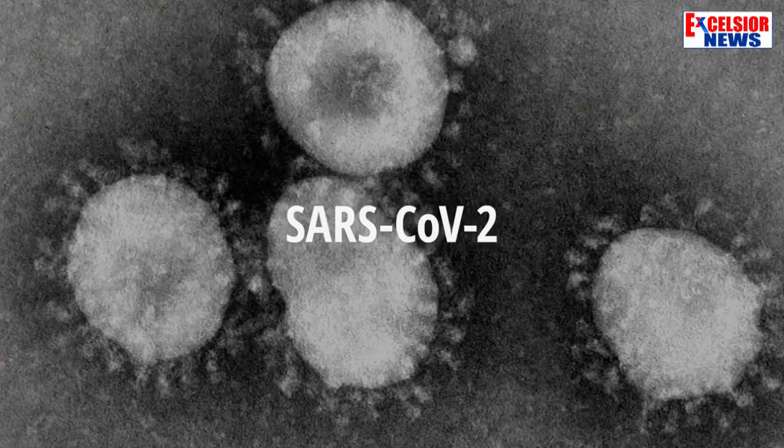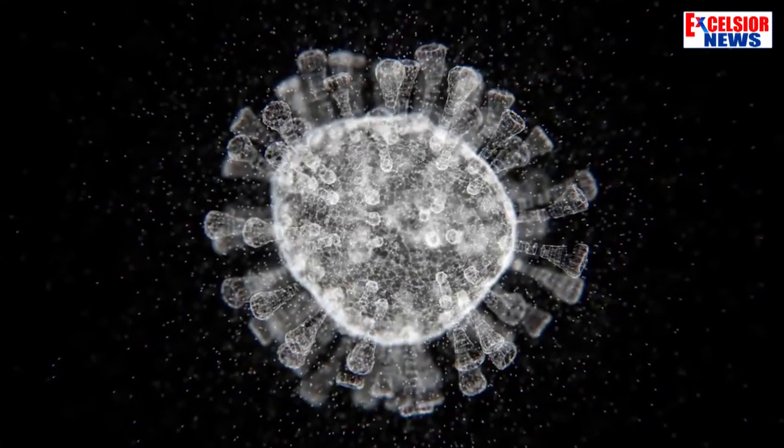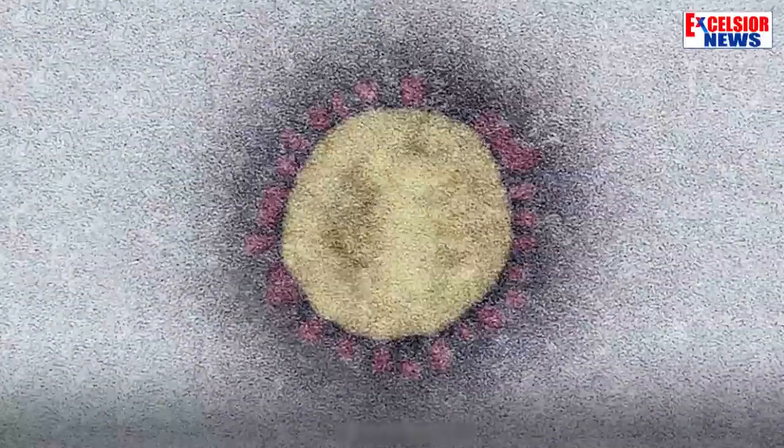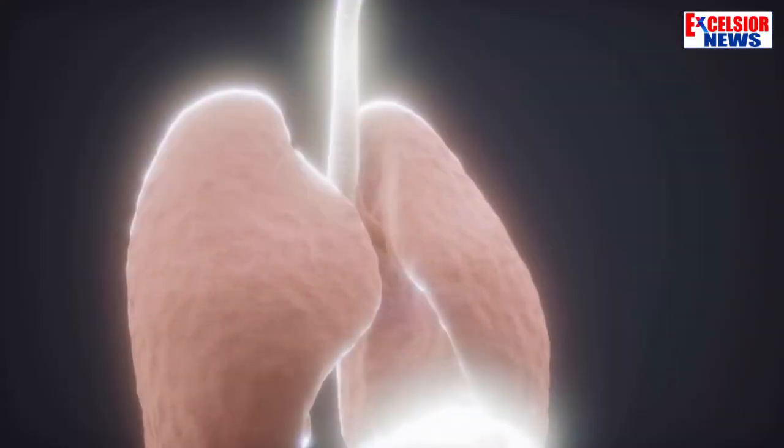First, it's SARS-CoV-2. It belongs to a family of coronaviruses named for the crown-like spikes on their surface. SARS-CoV-2 can cause COVID-19. Coronavirus is a contagious viral infection that attacks primarily your throat and lungs.